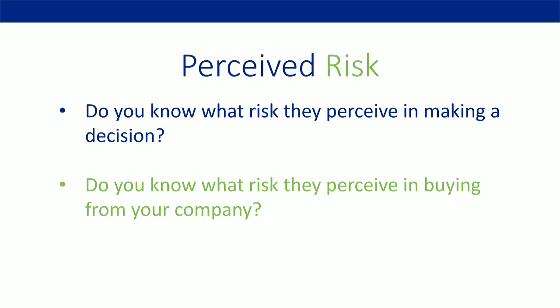All right, so moving on, we have perceived risk. So what can we do about perceived risk? Well, first of all, do you know what risk they perceive? Are you a small company selling to a large company? Are they thinking, oh my gosh, are you going to be able to do this? Are you going to be able to deliver? Are they worried because they've done business with small companies in the past that went out of business? So figure out what the risk is that they perceive and ask questions around that.